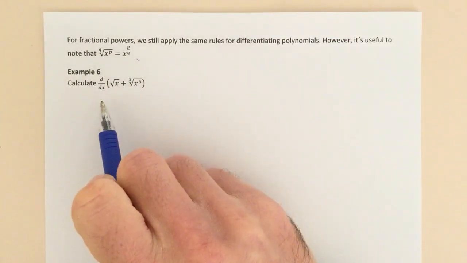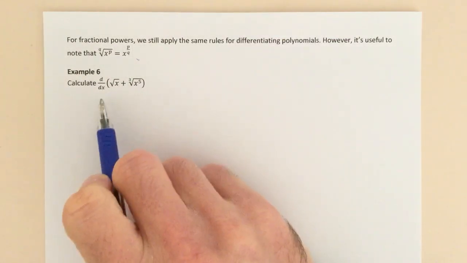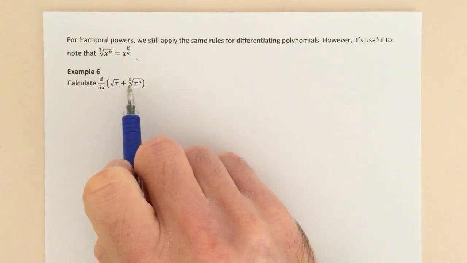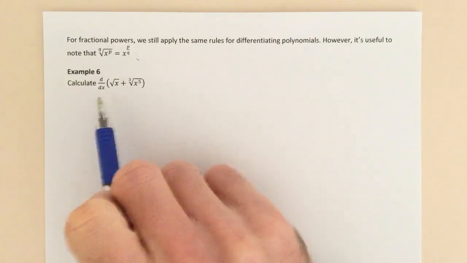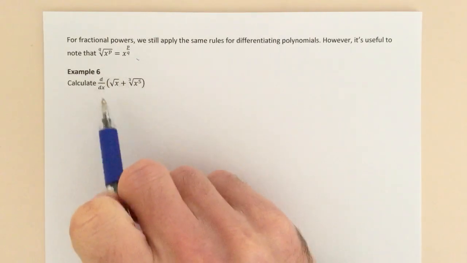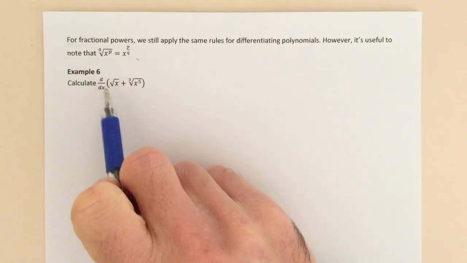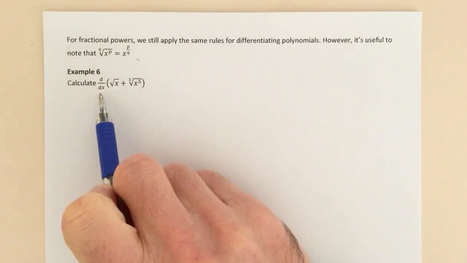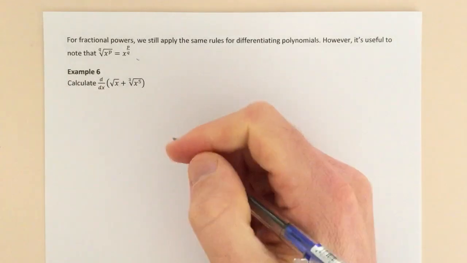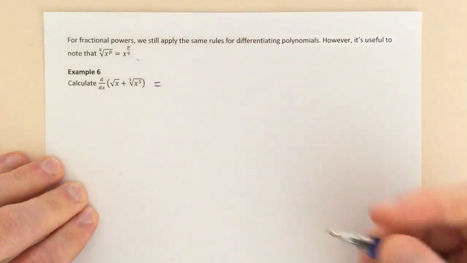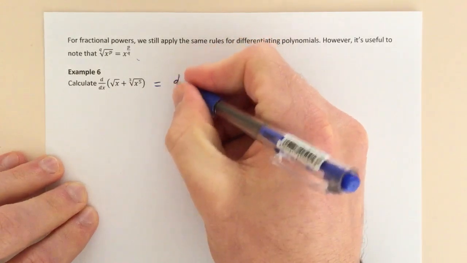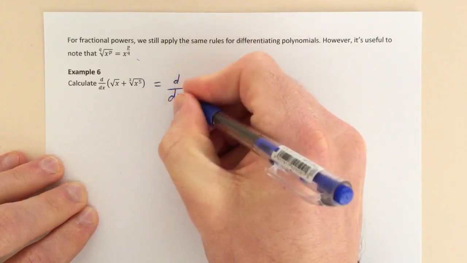So this one's saying calculate the derivative of the square root of x plus the cube root of x to the power of 5 with respect to x. This notation, you've probably come across it before already, but this just means to find the derivative of that expression with respect to x. Okay, again, before we differentiate, we're going to do some rewriting of the expression. So I'm still going to write the original notation.